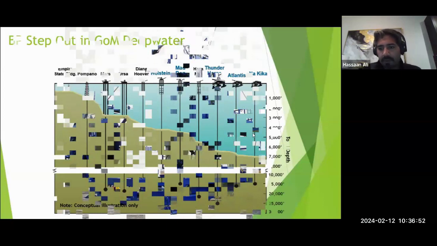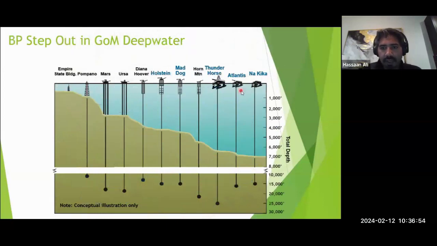And this is just a conceptual illustration. It shows that they have semi-submersibles. They have what we call tension leg platforms. And you can see how deep they can actually drill. Their deepest platform is this Thunder Horse that can drill closer to 25,000 feet.